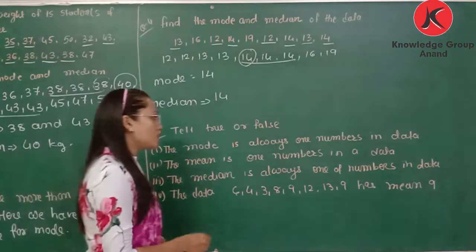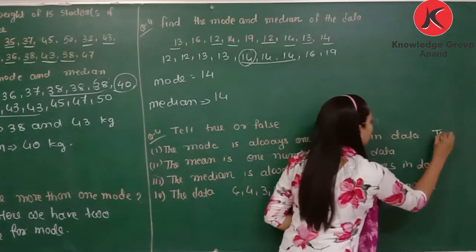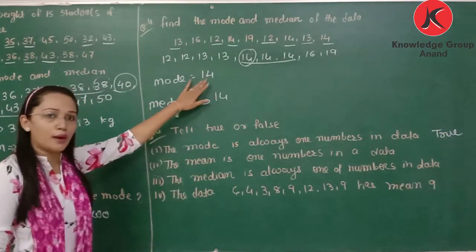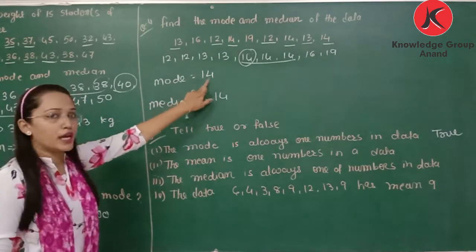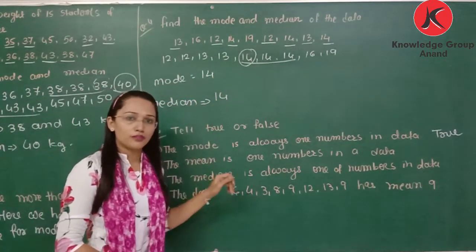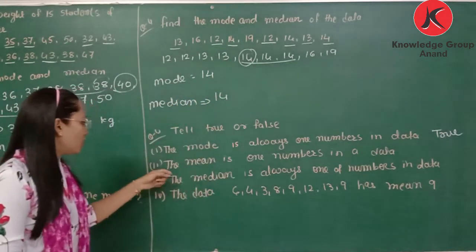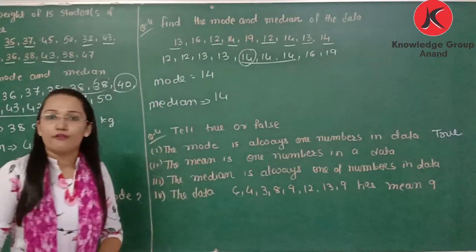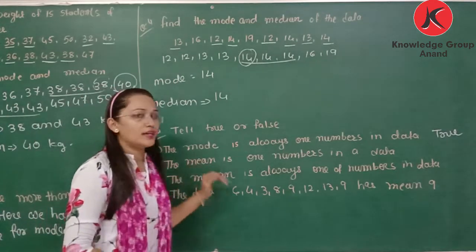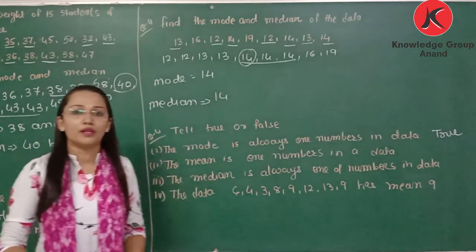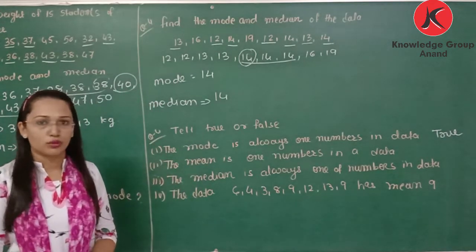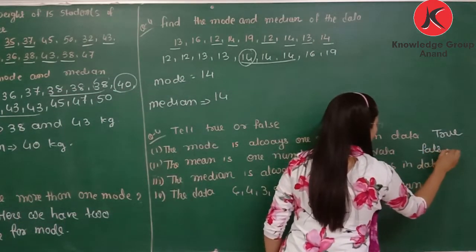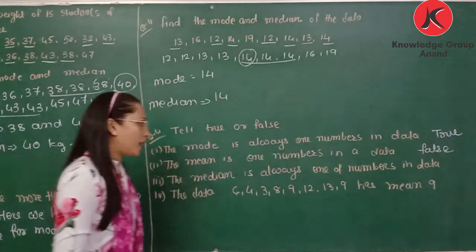That's why yes, it is a true statement, because the mode will be, you can see from this example, 14, and 14 is one of the members of the data. The mean is one number in the data? Every time the mean is not one number in the data. It can be a number that is given in a decimal point also. So this is not necessary. Every time it is not a member of the data.